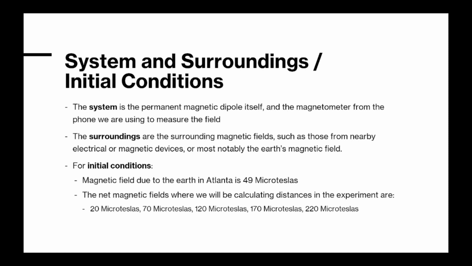Now we're into systems and surroundings. So the system is the permanent magnetic dipole itself, and then the magnetometer within the phone that we're using to calculate the field. Then we have the surroundings, which are surrounding magnetic fields, such as random electrical and magnetic devices that might have residual magnetic fields in the area, or most notably the Earth's magnetic field.